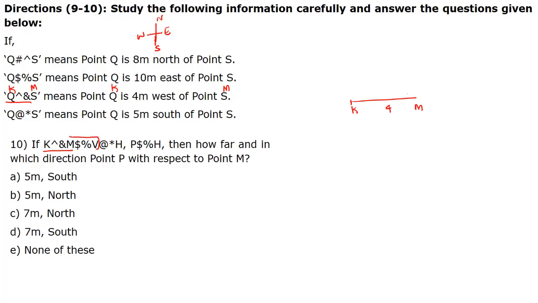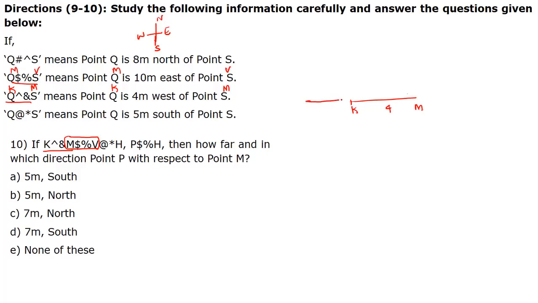M dollar percentage V. Dollar and percentage can be found here. So instead of Q and S, it becomes M and V, right? This becomes M and V. So M dollar percentage V means M is 10 meters east of point V.